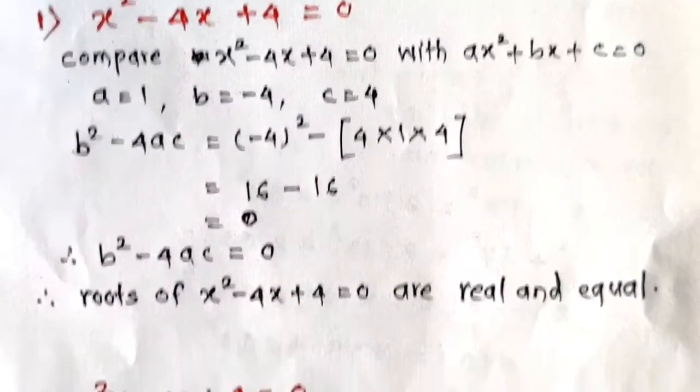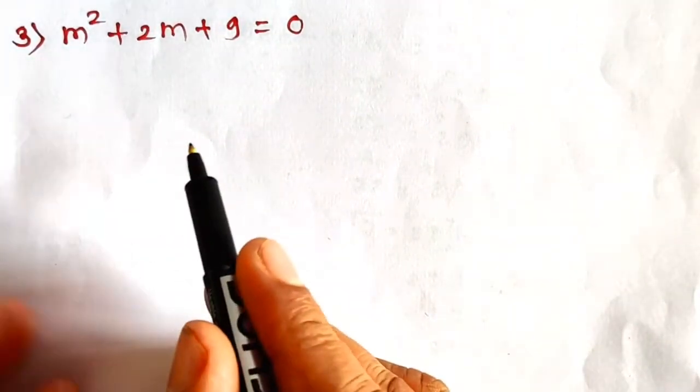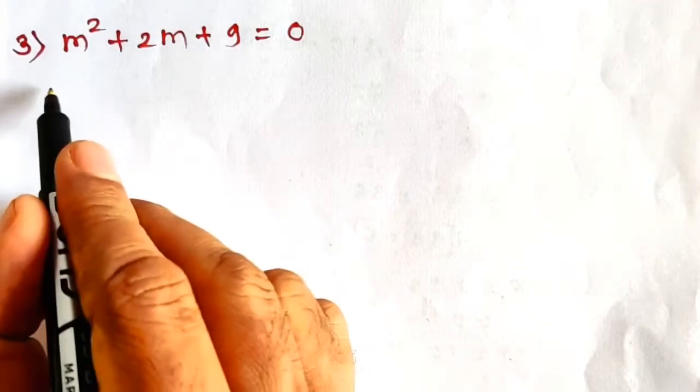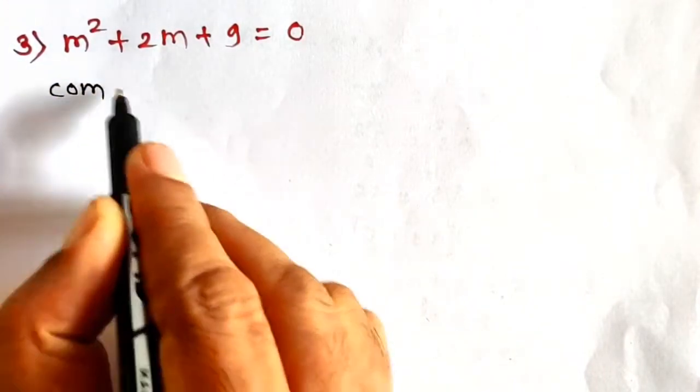Now let us see the third example from this practice set, question number 3, example number 3. Again we have to compare this equation with ax square plus bx plus c.